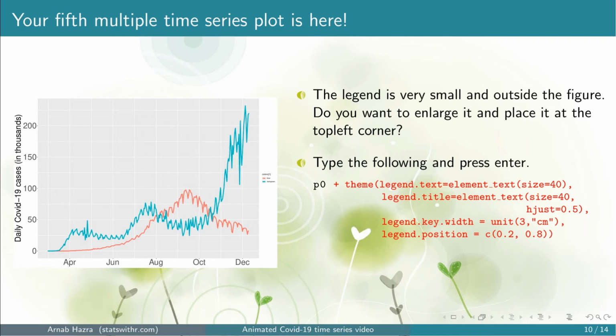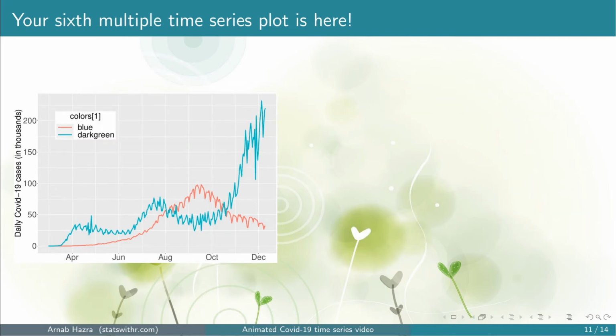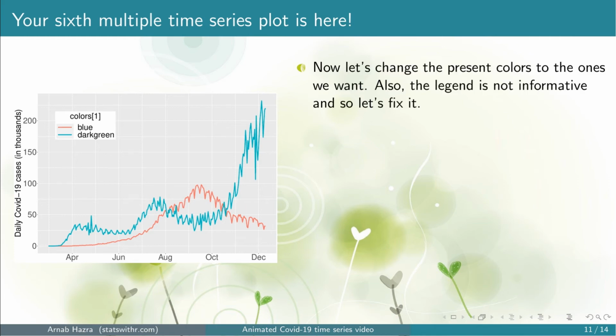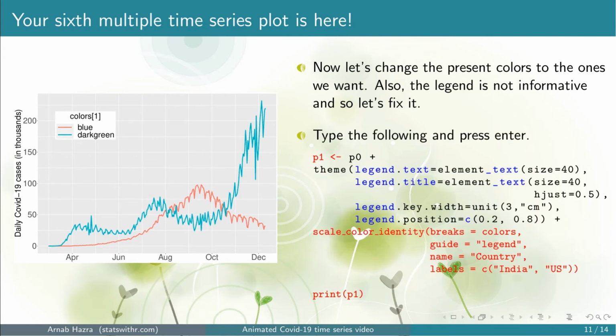Now press enter. OK, you get your sixth multiple time series plot. The legend is large and near the top left corner. Next, note that the legend is not very informative. The legend title and the legend text should be changed. Also, we need to change the present colors to the ones we want. To fix these, add scale color identity within brackets breaks equals to colors. This brings back the original colors, that is blue and dark green.